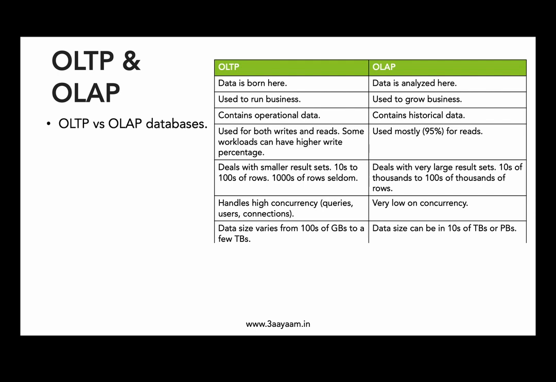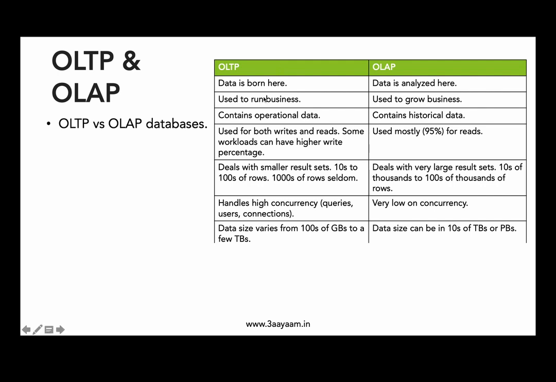Another very important pointer is the data size. In OLTP, the data size varies from hundreds of GBs to a few terabytes. It should not be double digit terabytes. What I think is that maybe 5 terabyte is the maximum. If your dataset size is more than 5 terabyte, you should definitely move that to OLAP data stores. Again, 5 terabyte is also very, very huge. It should not be more than 1 or 2 terabytes in your OLTP systems. But in case of OLAP systems, the data size can be tens of terabytes or even petabytes.